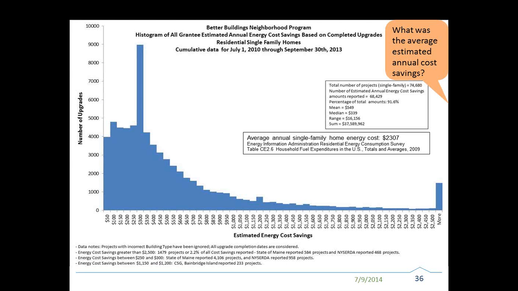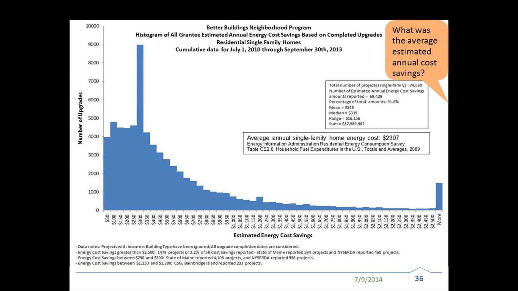Okay. And I don't know if I answered the question. It was about what was the average. So based on this graph for single-family homes, that box at the right shows the mean is about 559 and the median is about 339.